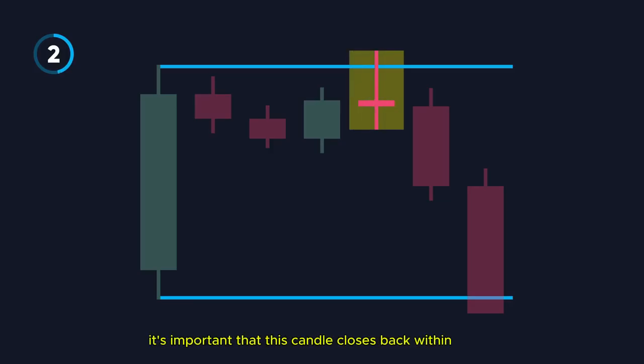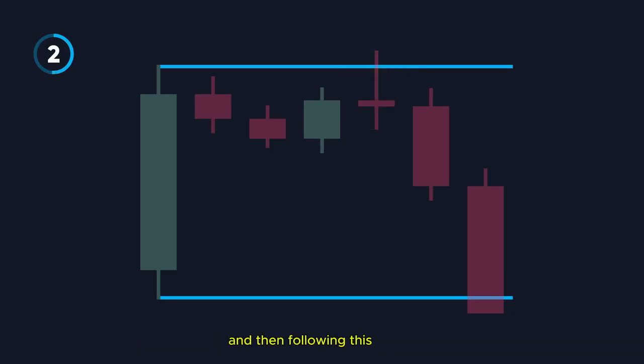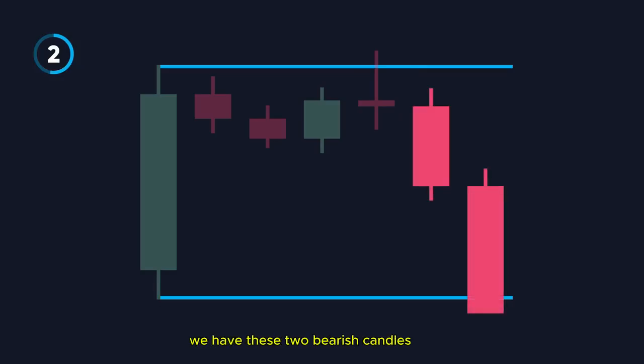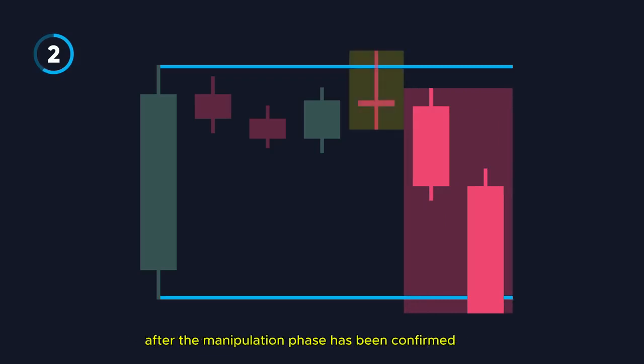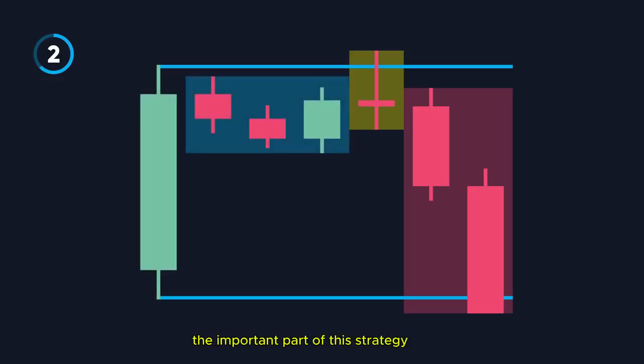But remember, it's important that this candle closes back within the range. Otherwise, the potential setup for a short trade would be void. And then following this, we have these 2 bearish candles, which go on to attack the candle range low. This is the distribution phase that completes the setup, and it's where we would be looking to find an entry after the manipulation phase has been confirmed. So the takeaway here is that the important part of this strategy is finding the correct market structure in the form of an AMD model.